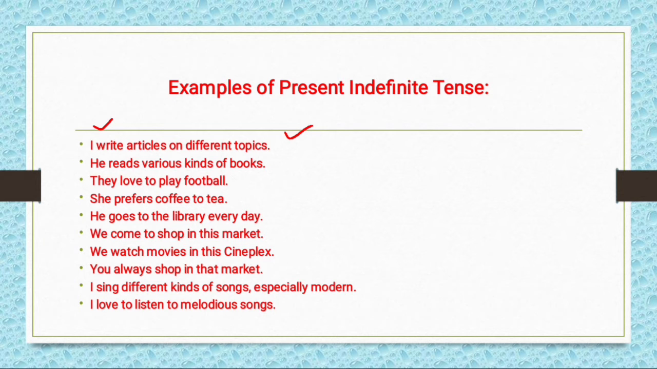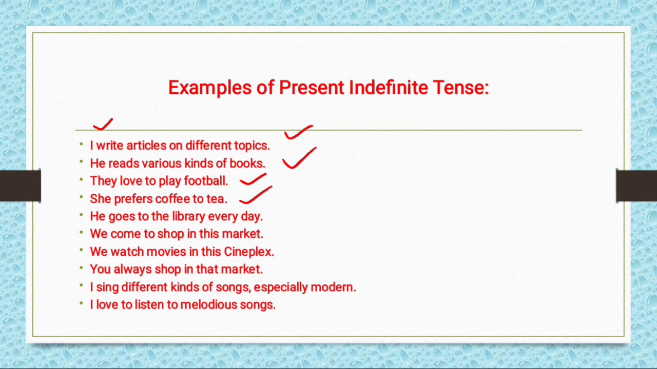He reads various kinds of books. Again, there is he. That is why we have used s with reads. He is third person and singular. They love to play football. She prefers coffee to tea. Here we have again used s with prefers because we have used third person, and third person is what? She.